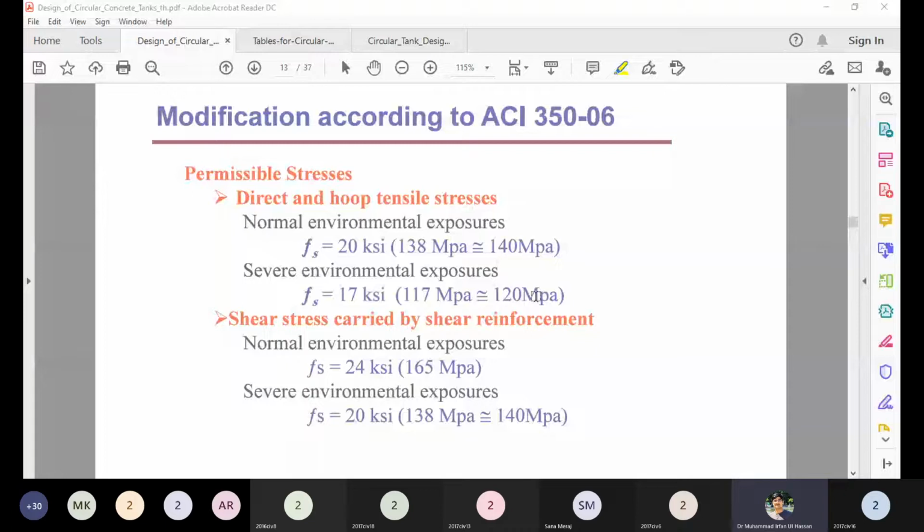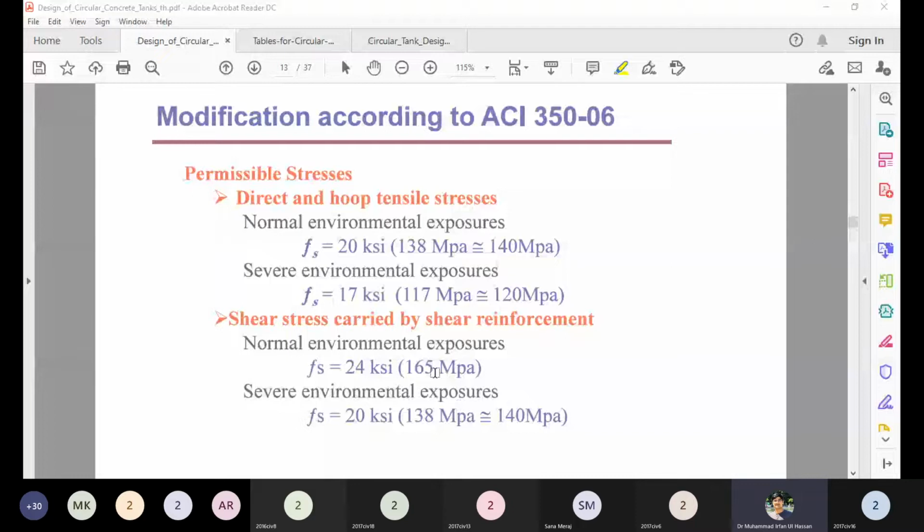So actually that stress develops axial tension along the cross section of the wall. And the second type is the vertical stresses, or the shear stresses, and also the bending stresses. So the allowable stress value Fs, you can see that it is different for the different cases. It is 24 ksi or 165 megapascal for the shear.